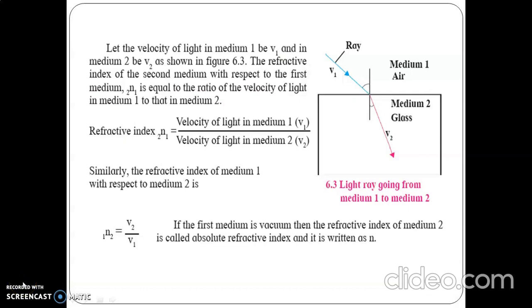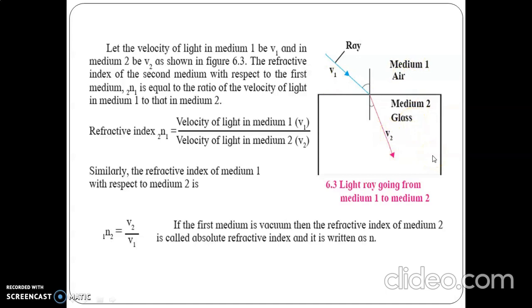Okay, as we have already studied, this refractive index is denoted by the symbol n and it depends upon the velocity of the light in the respective medium. Now, let the velocity of light in medium 1 be v1 and in medium 2 be v2, as shown in diagram 6.3. We have two mediums here. Medium 1 is air, the velocity of which is v1. Medium 2 is glass, the velocity of which is v2.